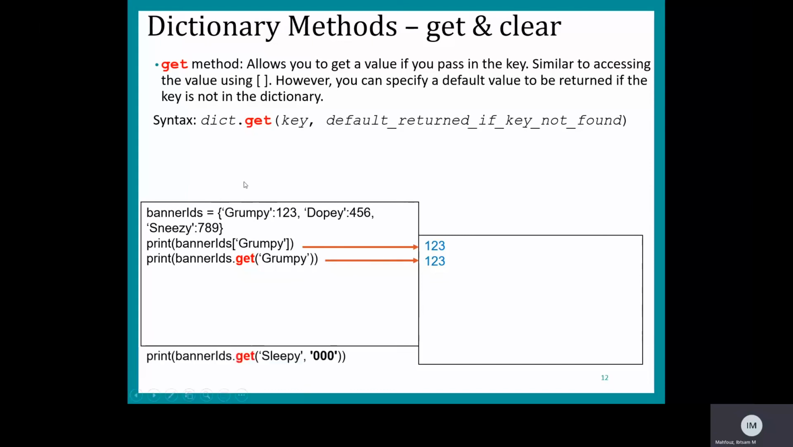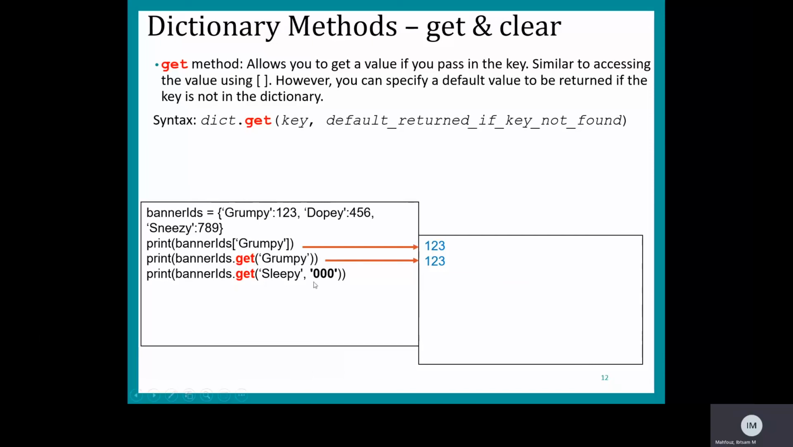If I tried accessing a person that's not in there, so if I tried saying banner IDs of Sleepy, Sleepy is not in there. I'm going to get a what? I'm going to get a key error because it doesn't exist. I'm going to get an exception, right? So the get method is a nice way to check if something exists, and if it does, it's going to give you the value back.